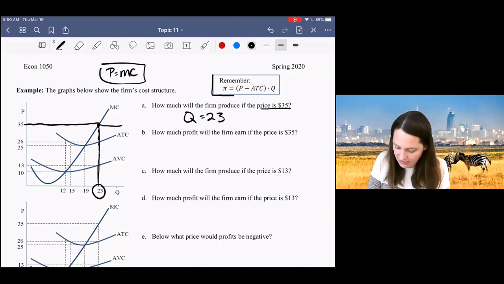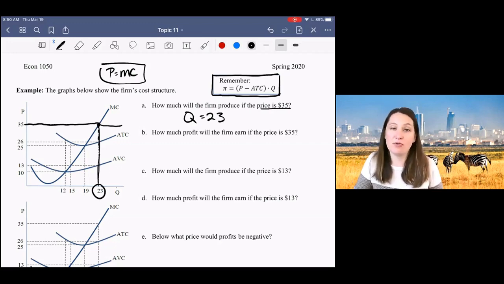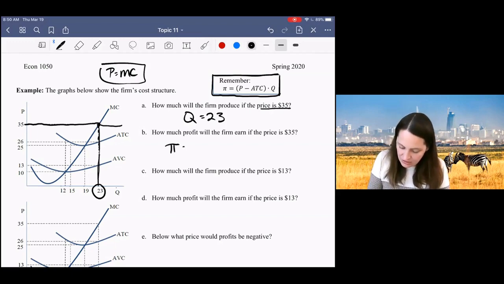I want to remind you that we have this equation here for profit. Profit is equal to price minus average total cost times quantity. This is rearranged a little bit from our profit equals total revenue minus total cost formula, but it is the same formula, just rearranged. This formula is useful when you have the graph problems, right? Because we don't have total cost on our graph, but we do have average total cost on our graph. So here, all I need to do is plug in price. That's given in the problem, that's 35, minus average total cost times quantity.